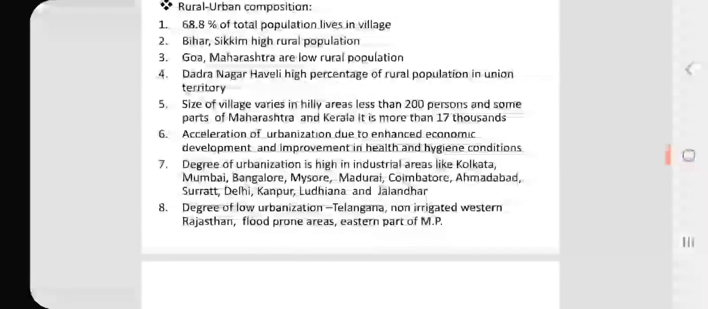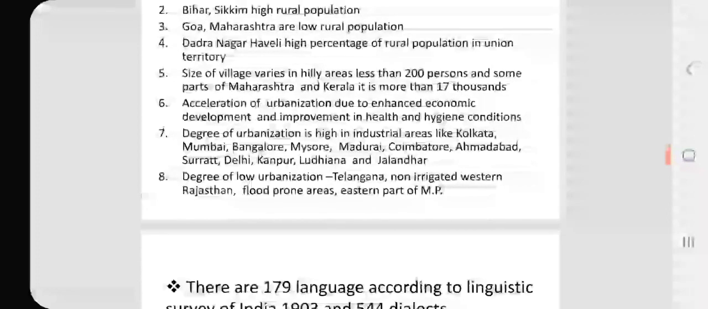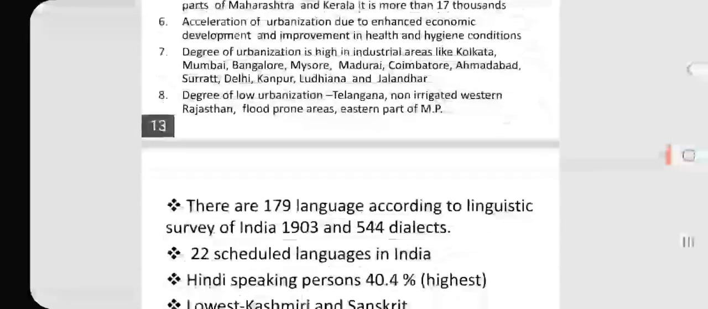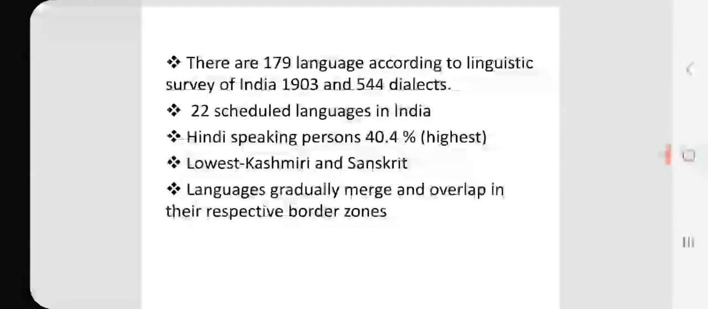Urbanization is accelerating due to enhanced economic development and improvement in health and hygiene conditions. Nowadays, urbanization is gradually increasing. The degree of urbanization is very high in industrial areas like Kolkata, Mumbai, Bangalore, Mysore, Madurai, Coimbatore, Surat, Delhi, Kanpur, Ludhiana and Jalandhar. The degree of low urbanization is found in Telangana, non-irrigated western Rajasthan, flood-prone areas, and the eastern part of MP.